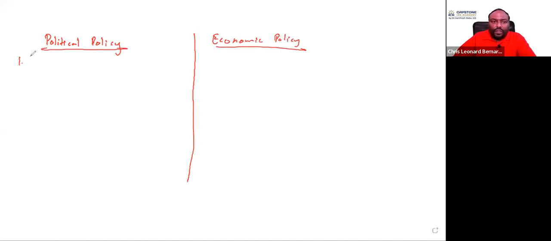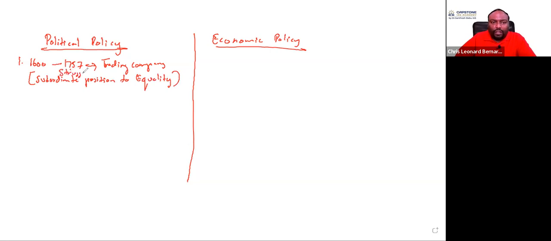See, from 1600 to 1757, the policy of the British was that of a trading company. They were trying to come from a subordinate position to equality. This was the struggle of the British East India Company from a subordinate position to equality.